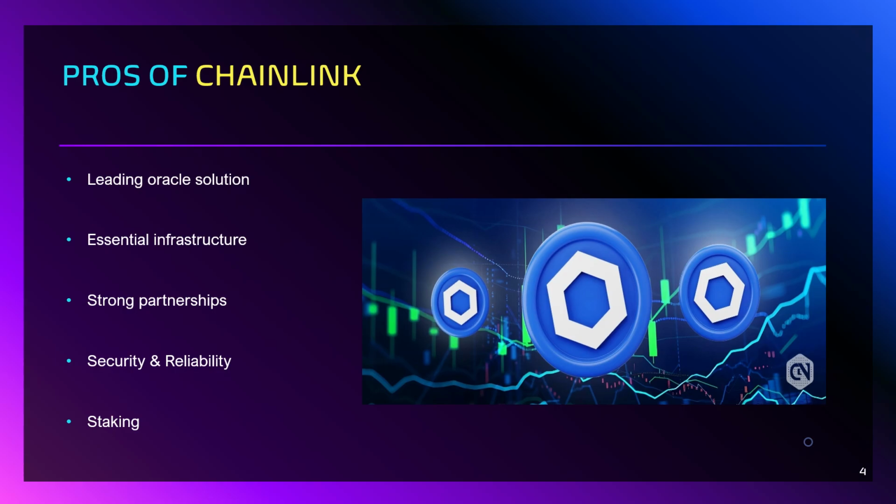Chainlink has strong partnerships. It's partnered with major blockchains, financial institutions, and Fortune 500 companies. Also, data is aggregated from multiple sources, reducing risks of manipulation. So it helps to provide security and reliability of data. And with Chainlink, there is also staking. Link staking provides rewards and incentives for correct node behavior. So there are many benefits of using Chainlink.